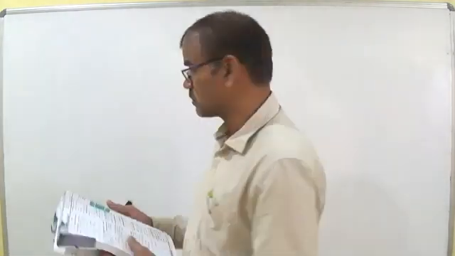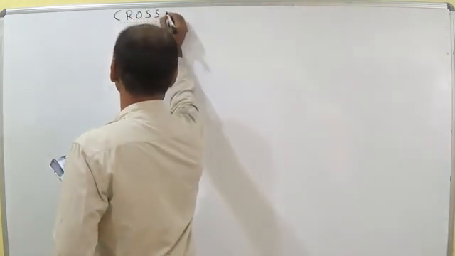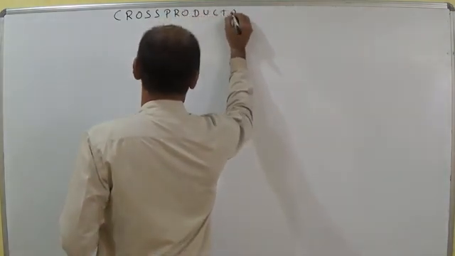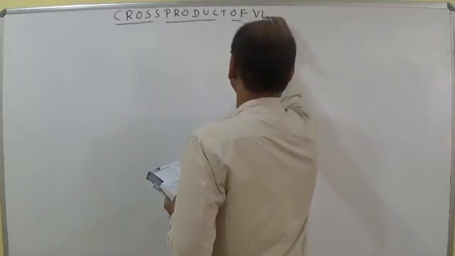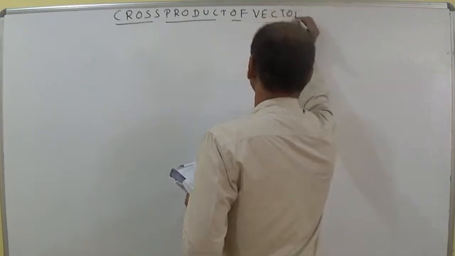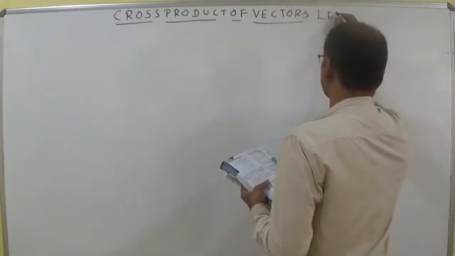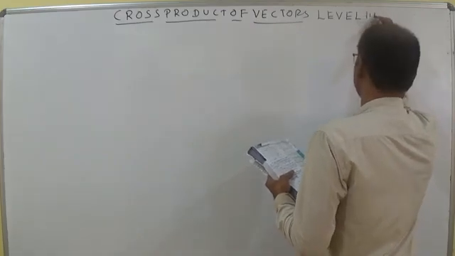Dear students, now we are in the topic of cross product. Until yesterday, we discussed module 3, 6 sums among cross product of vectors. Cross product of vectors chapter, we are handling module 3. In this chapter, we have completed 6 sums in level 3. Let us start from level 7th question in level 3.